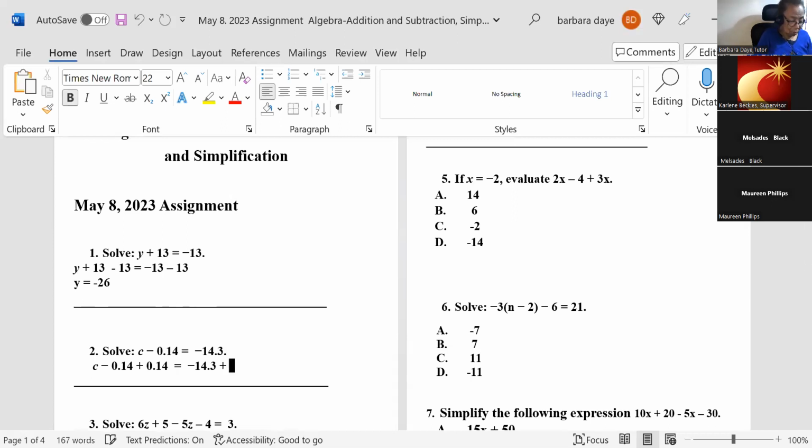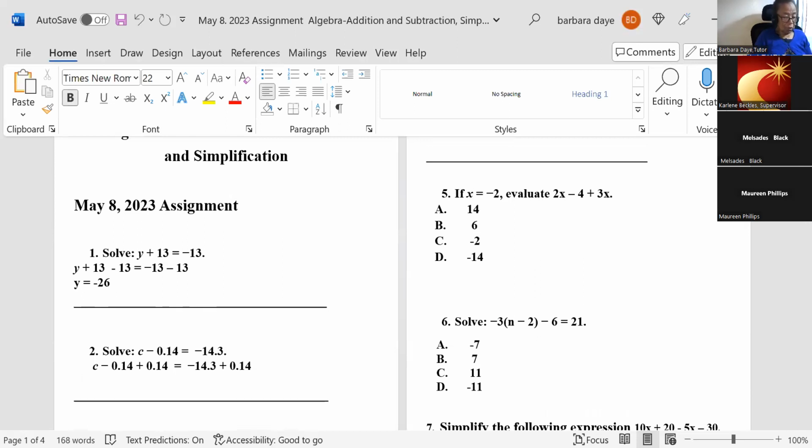So what did you get, Maureen, when you did that? What's on the left side, Maureen? The left side is 0. And you have a C, right? Yeah, C. So C plus 0 is C. Now, what did you get on the right side, Maureen? Then you have to add those two together. So what do I get? Let me see. 14, I get 14.44.